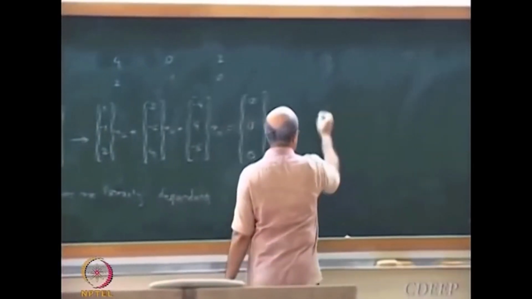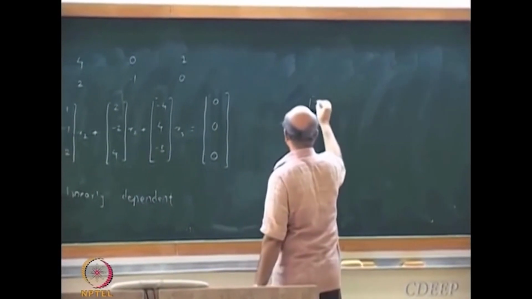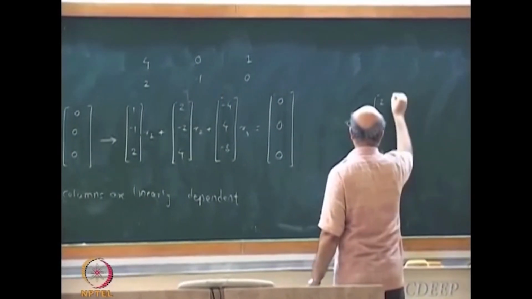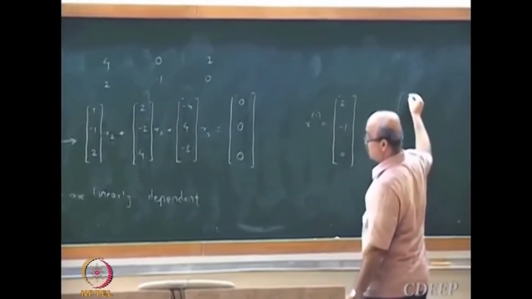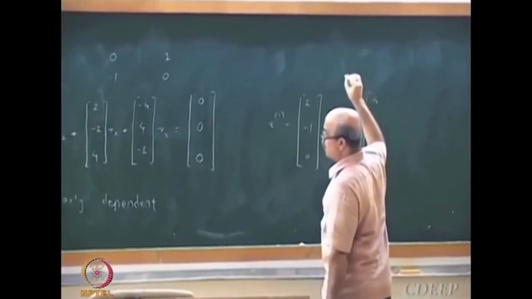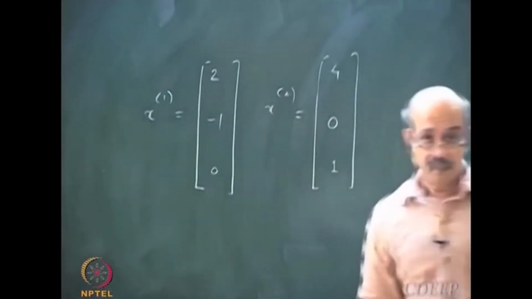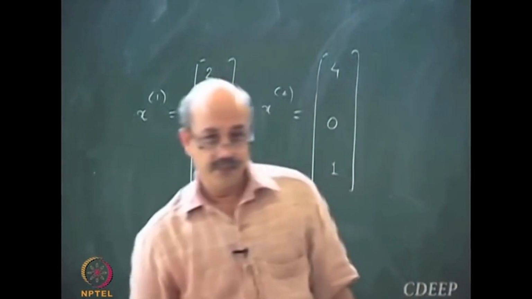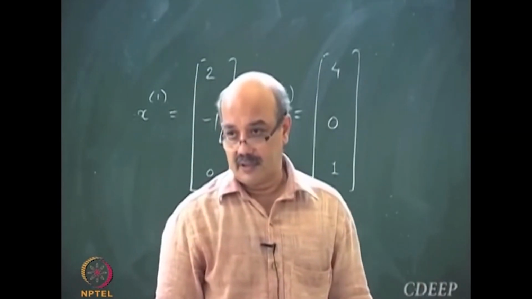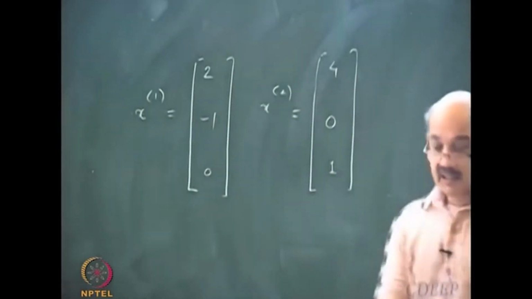I have one solution which is x1. So I would write this as 2 minus 1 0, and I have x2 which is 4 0 1. Okay, I found two possible solutions, but he claims that there are infinite solutions. How do I get infinite solutions? Linear combination of these. Span of that. Any linear combination.